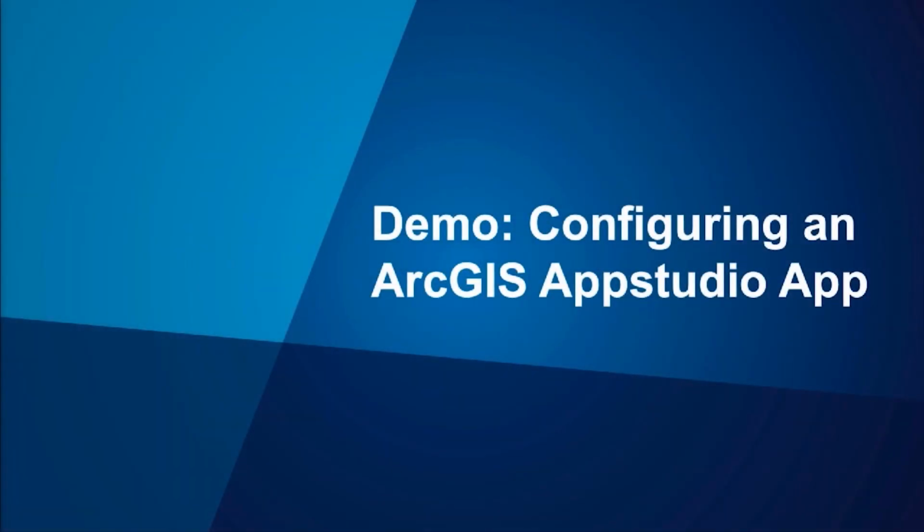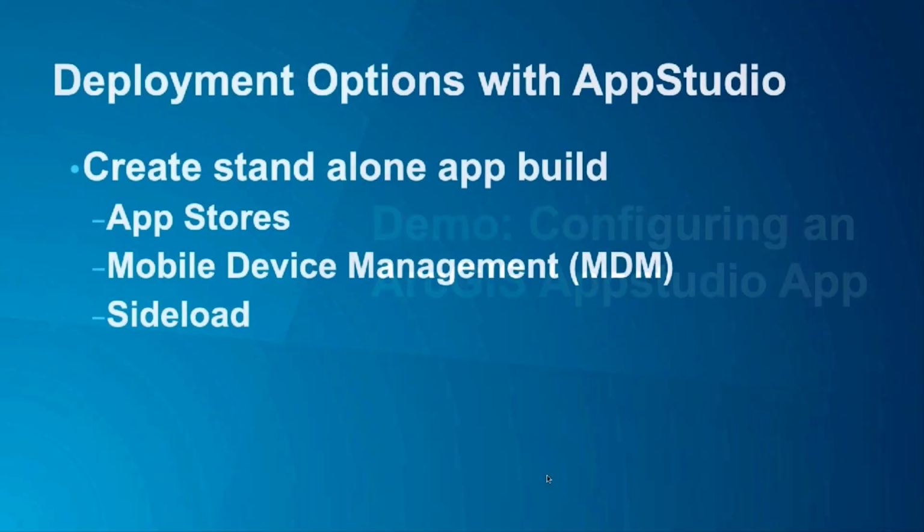I have just a few more things I want to touch upon before we wrap up this webinar. I want to go over some deployment options with AppStudio. So with AppStudio, we can create a standalone app build, and that's what we just saw. Running on my Android device, I created a standalone build and installed that as a separate application. And this is great for going to app stores. This is great for using in a mobile device management system or an MDM, or to sideload this. Just put that install file on a device.